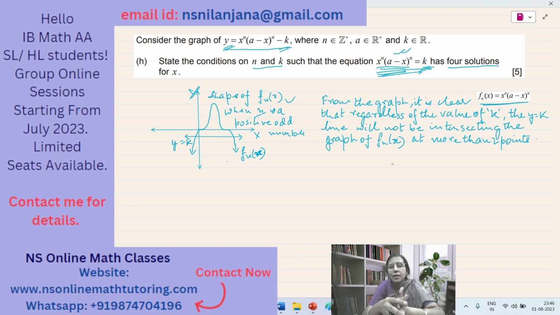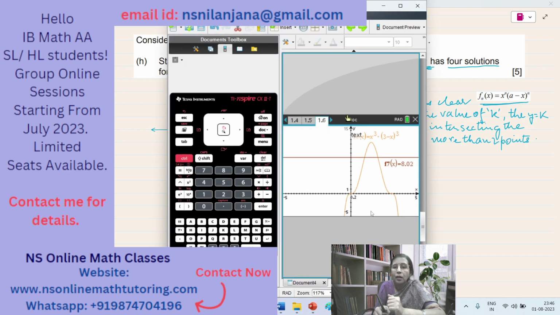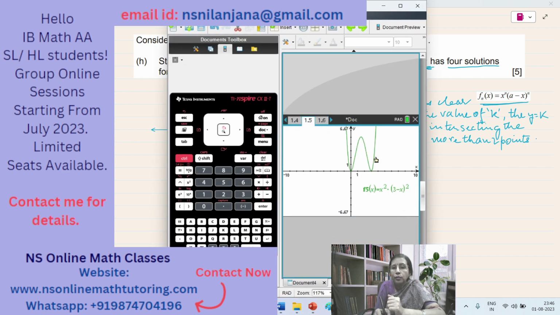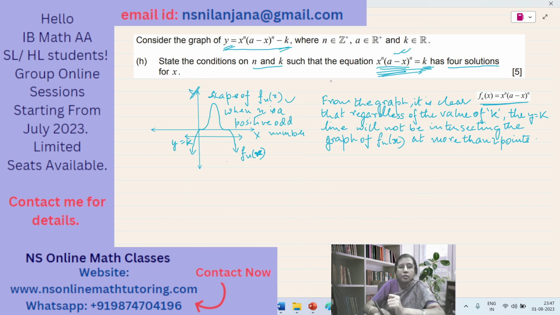Okay. So let us see what is the shape of fn of x graph when n is an even number. Over there you have 1 maximum and 2 minimum points. So this is one of the n equal to 2 graphs. That is, n is an even number. So these are the 2 minimum points and this is the maximum point. So let us try to graph this.